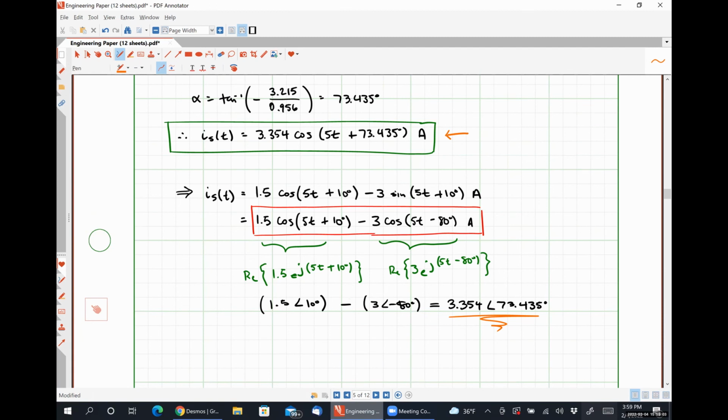What is the rectangular representation? Euler is absolutely a boss. It is a shame he died pretty much penniless in Russia about, I think 70 years ago. That's tragic. The rectangular is 0.956 for the real part and 3.214 imaginary.